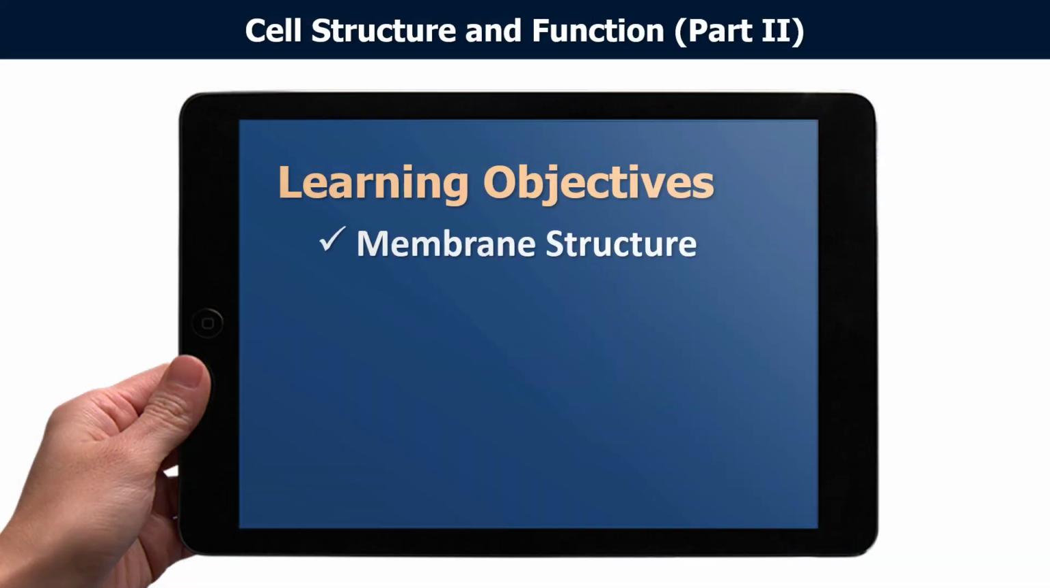First thing we'll want to do is look at membrane structure. How are membranes actually put together? And then the main role of membranes is to regulate what moves in and out of a cell or a cell compartment, so we'll need to talk about how that happens.